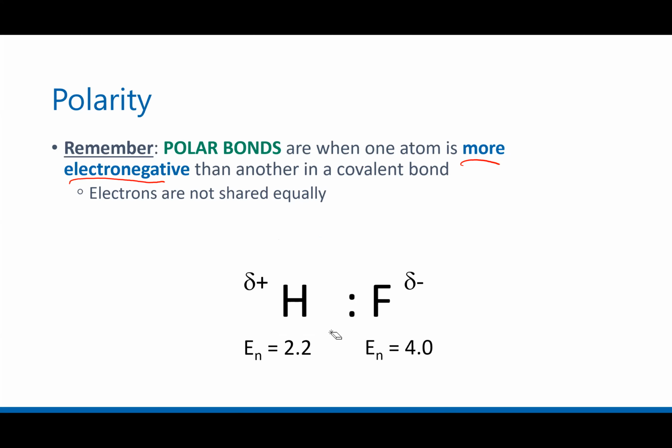The difference in electronegativities, like we did in yesterday's class, would be 4 minus 2.2, or 1.8. So this would be a polar bond. We did this, like I said, in yesterday's class.